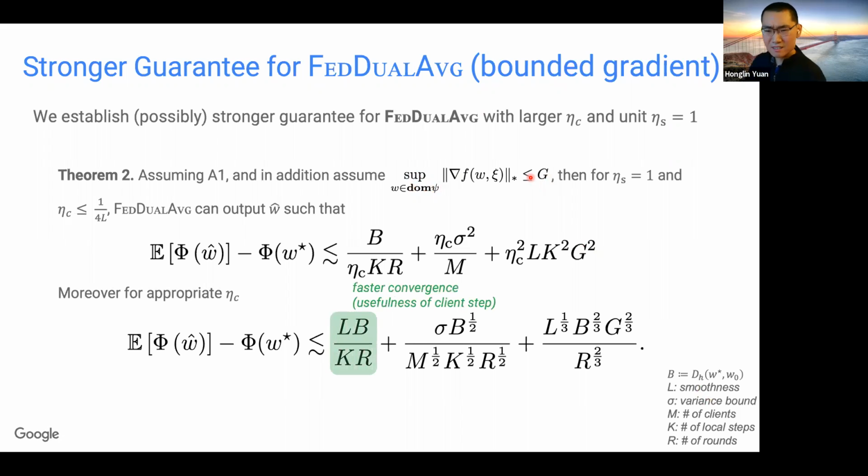We will see how this gradient bound assumption can be relaxed in the next part of the theorem. This one has a faster convergence because you treat each local step as a step, whereas in the previous theorem you most likely treat each server round as a step. So this one shows the usefulness of client steps. The third question, sorry to interrupt. Yes.